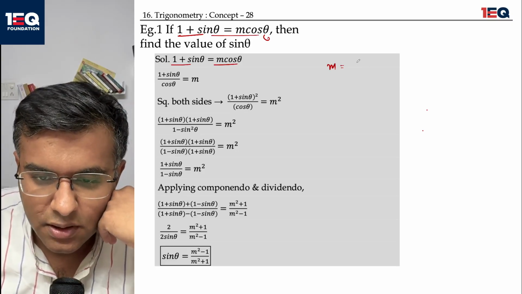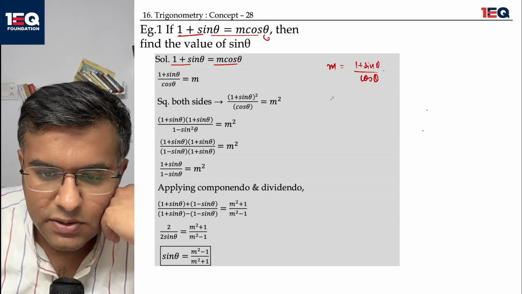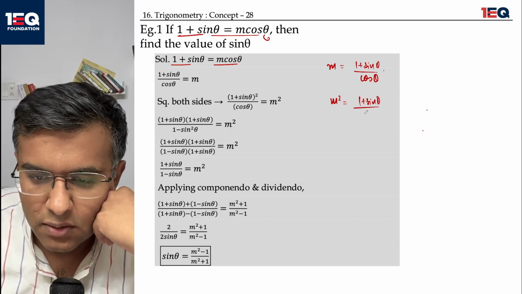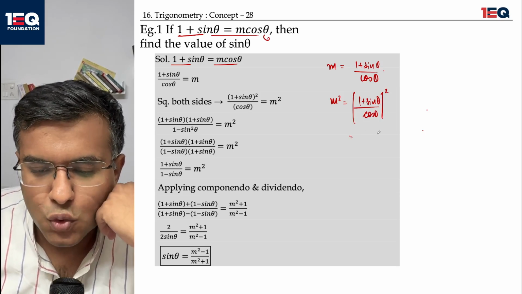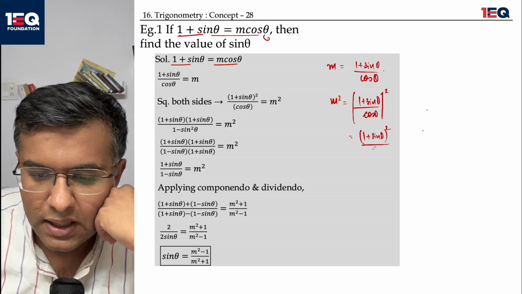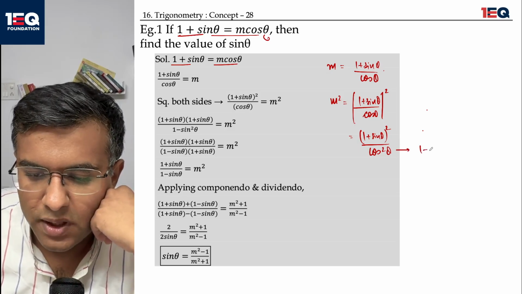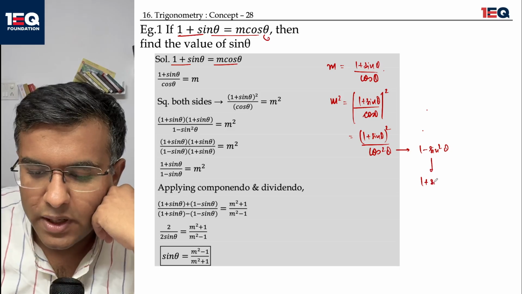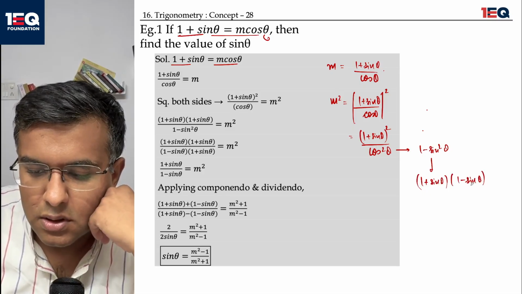I'll let m stay here and I do (1 plus sine theta) whole upon cos theta. I'll square both sides. So m square is equal to (1 plus sine theta) whole upon cos theta, and this whole right hand side is squared. So (1 plus sine theta) whole square, I'll let it remain here as a square, and I'll let this become cos square theta. I'll convert the cos square theta to 1 minus sine square theta, and then I'll convert the 1 minus sine square theta to (1 plus sine theta) multiplied by (1 minus sine theta).